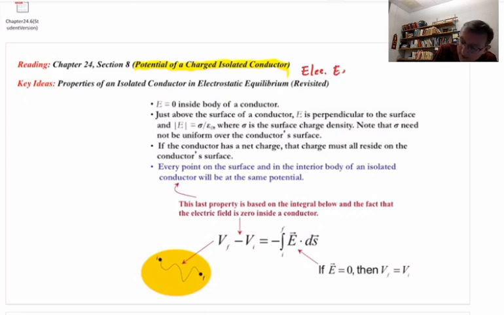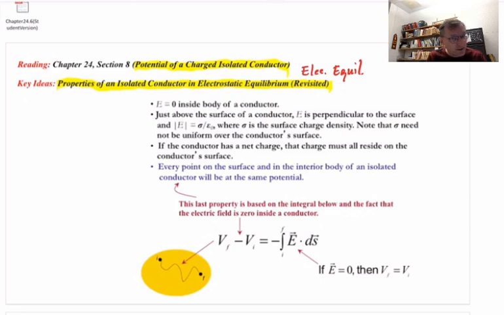Electrostatic equilibrium. I'm abbreviating it there so I can fit it on the screen, which we have talked about before, and I'm going to review some of the properties of a conductor in electrostatic equilibrium, and I'm going to add one more new one that we became familiar with in the previous experiment that we did. So, properties of an isolated conductor in electrostatic equilibrium. All very important things to remember.